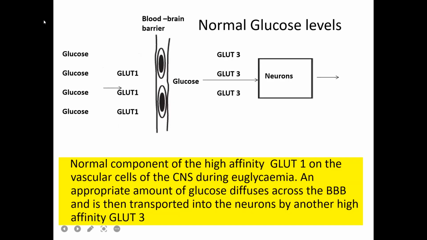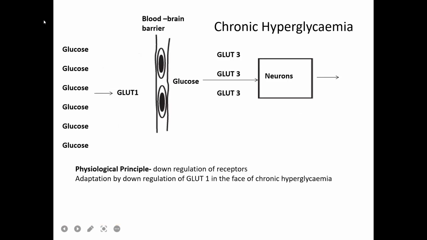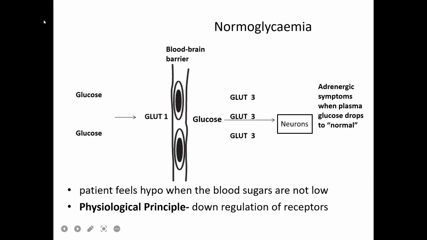So normal glucose level is this. When there's hyperglycemia, GLUT1 gets down regulated. So only a few glucose, not all the glucose goes in. Glucose is regulated, and there's a normal glucose level in the CSF.